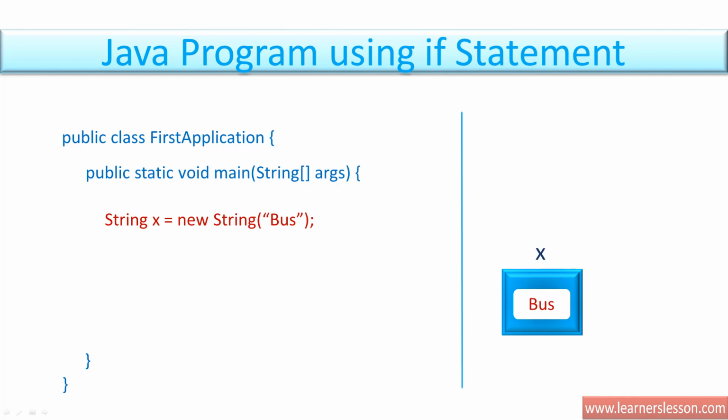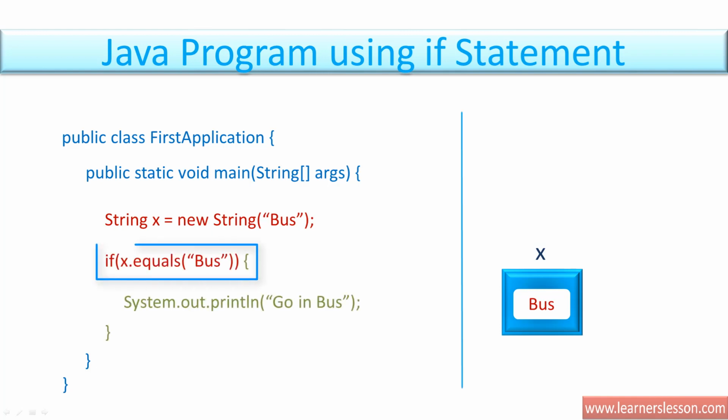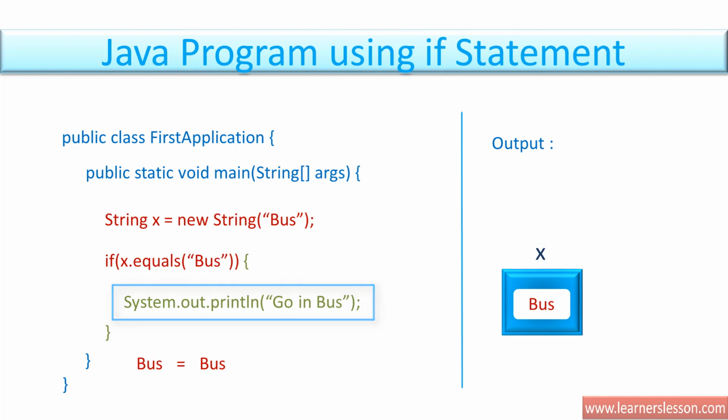Now let us write the next line, which is the if statement, where we are trying to compare if the value inside x is equal to bus or not. So we try to check what is there inside x, and what we can find is inside x it is bus, and also inside the parameters of the equals method it is also bus. As we can see, this particular condition matches, that is x equals bus. This condition is true, and Java goes into the block of the if statement and "go in bus" is printed on the screen.